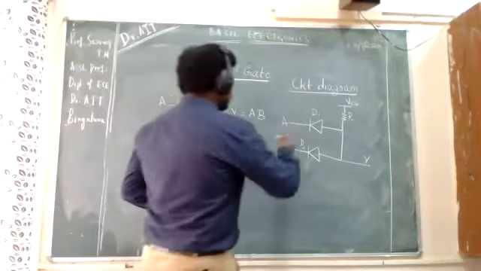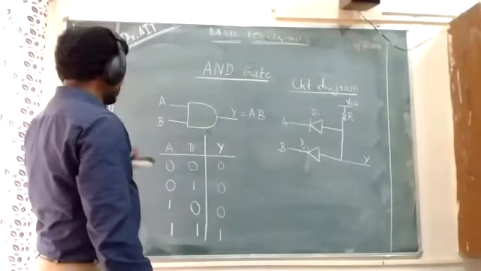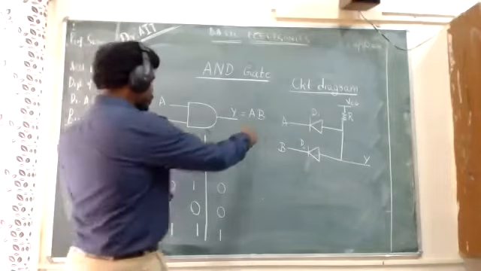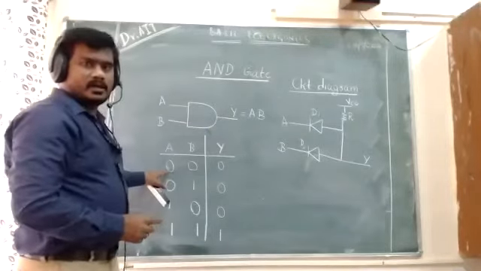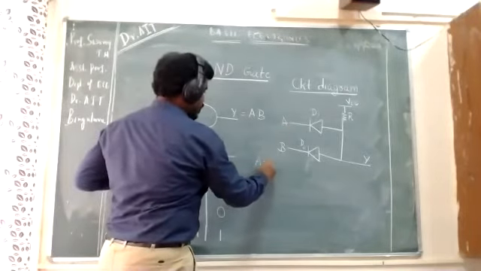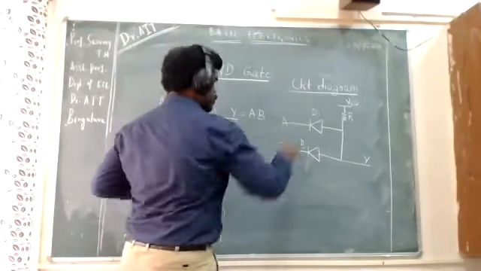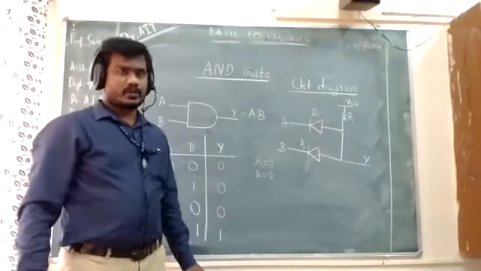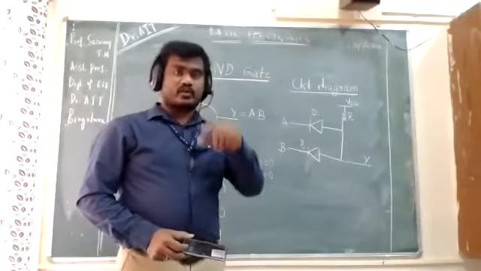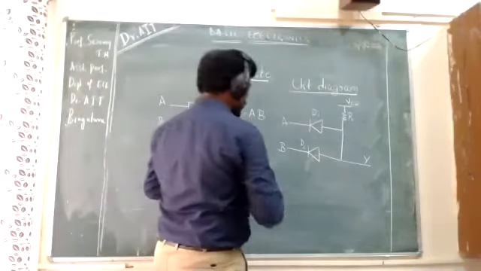It is like this. We have these cases. I will take the first sequence: when A is equal to 0 and when B is equal to 0, what will happen to the output? To understand this logic, you need to understand when the diode is forward biased and when the diode is reverse biased. Let me tell you that first.